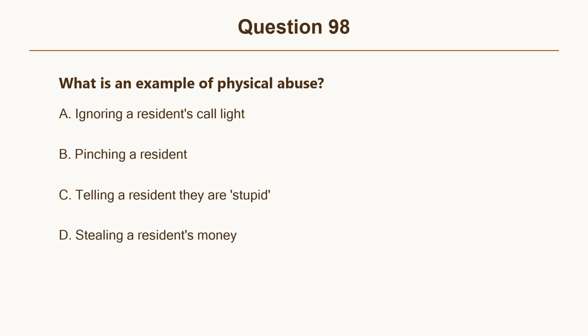Question 98. What is an example of physical abuse? Option A, ignoring a resident's call light. Option B, pinching a resident. Option C, telling a resident they are stupid. Option D, stealing a resident's money. The correct answer is option B, pinching a resident.